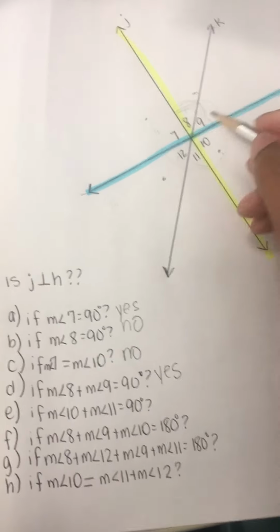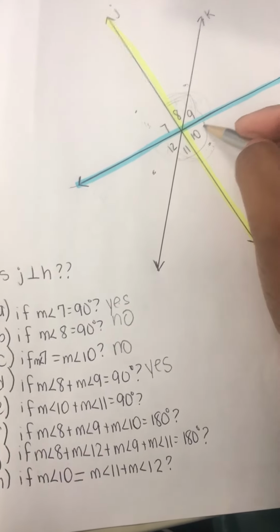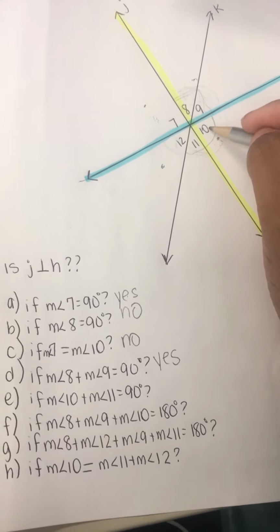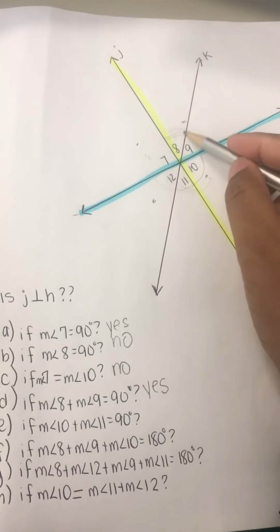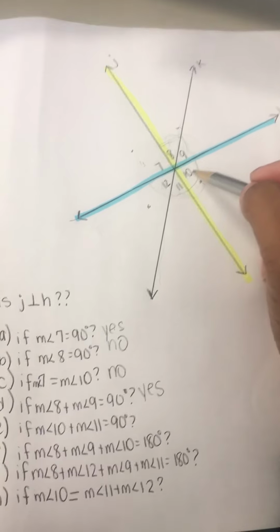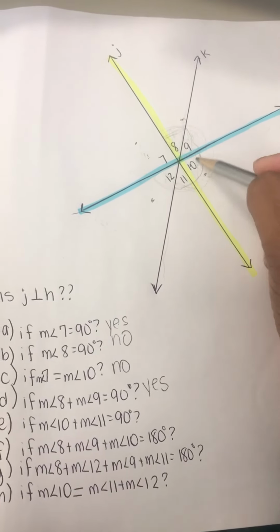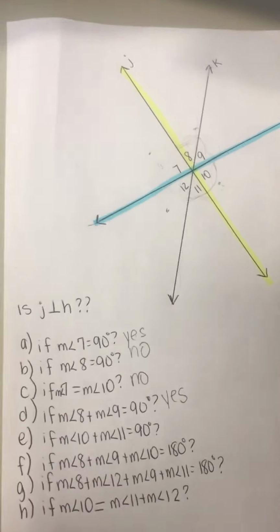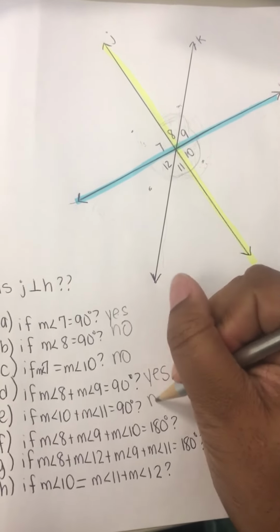If 10 plus 11 was 90, well, 10 plus 11 being 90 does not give us enough information to know that these 2 lines would be perpendicular. Maybe if it was K and H, we could say yes. But because we're looking at J and K, this is not enough information to know for these 2 lines if it's perpendicular. So that's a no.